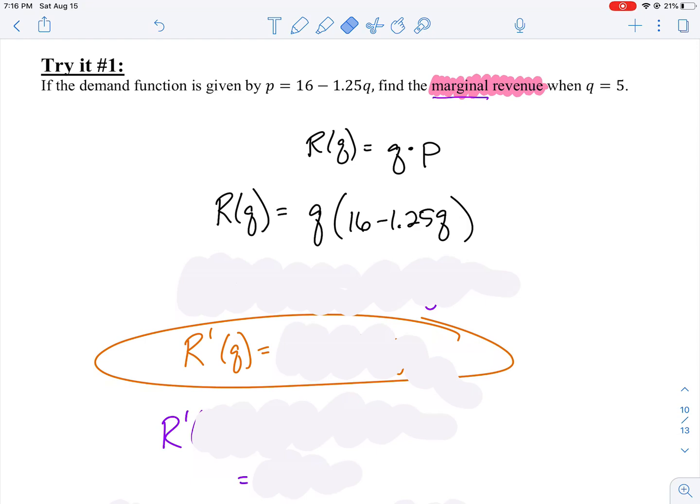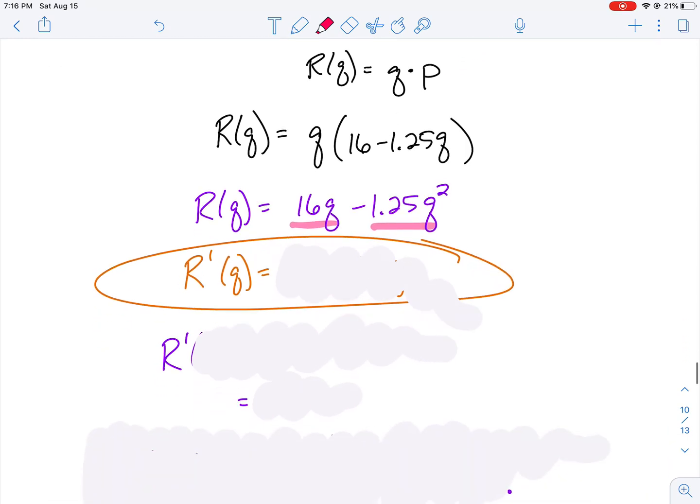But before I find the derivative, I've got to simplify to make this equation look like rules that I do know. I'm going to go ahead and distribute the Q through. That gives me Q times 16, 16Q, minus 1.25Q squared. Now, this is a revenue function that has 2 terms in it that I know how to find the derivative of using the rules that we know. So let's now find the marginal revenue, the derivative. The derivative of 16Q is 16, and the derivative of negative 1.25Q squared is negative 2.5Q. Remember, bringing that 2 forward and subtracting 1 from my exponent.